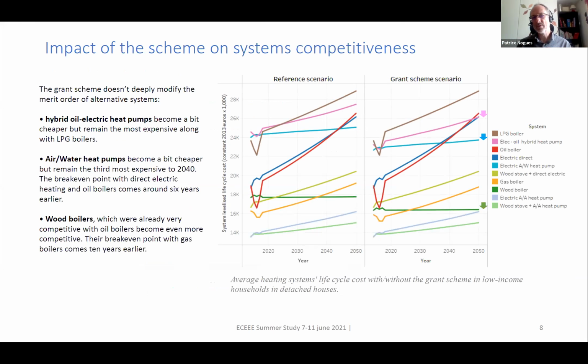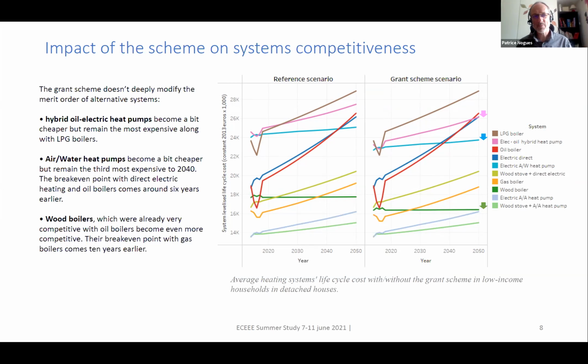And so you have on the left a reference scenario without incentive, and on the right our scenario with the national scheme. And we represent here just single family houses and low income households to restrict our presentation. And you will see that the grants modify this life cycle cost for sure, but they make cheaper technologies that were already among the cheapest, and a bit cheaper technologies which were very not competitive and which stay not competitive.